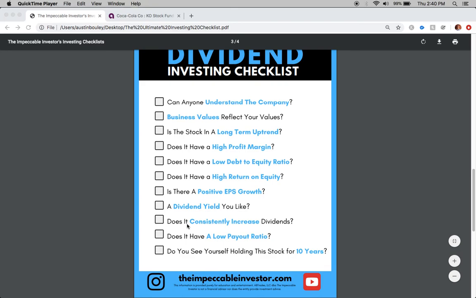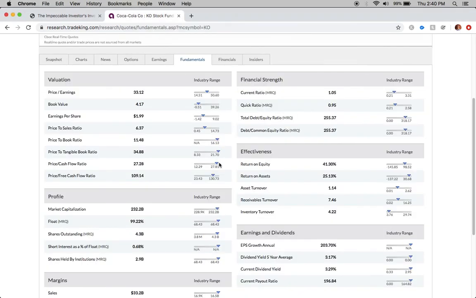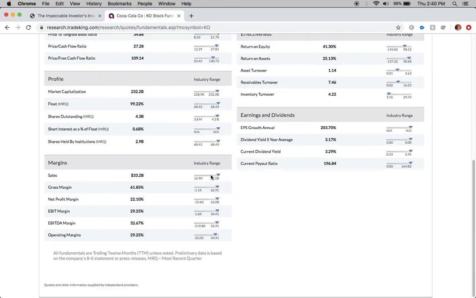You don't want it to be the whole income, because you want the company to be able to have some money to reinvest and thus make the company bigger and better. And lastly, do you see yourself holding this stock for 10 years? Now, when we go to research.tradeking.com, we can see the earnings and dividends information.